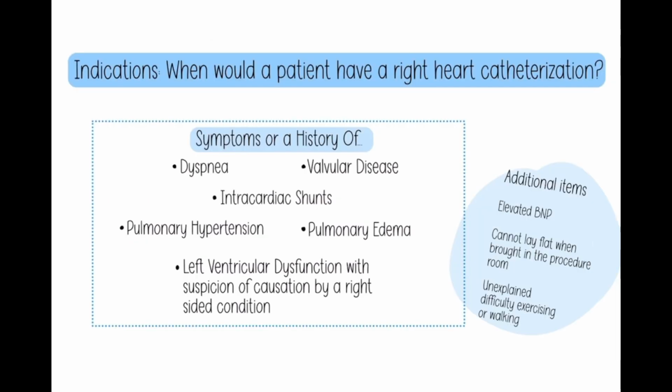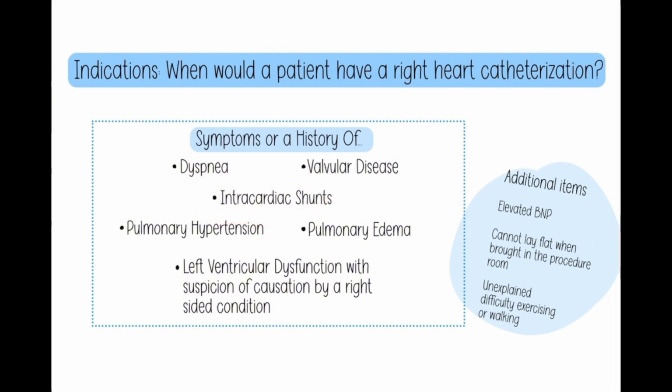Now, when would a patient have a right heart cath? Usually if they have symptoms or a history of dyspnea, so shortness of breath on exertion, valvular disease, not just right-sided valves, but also left-sided valves, because it can back up and cause a right-sided issue.